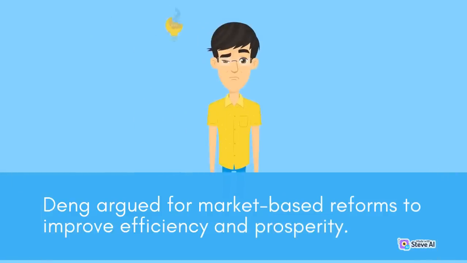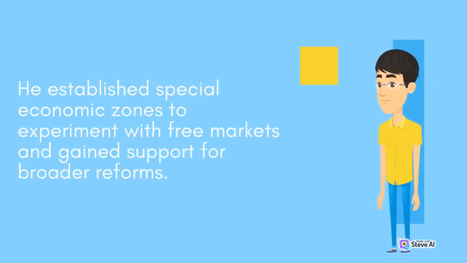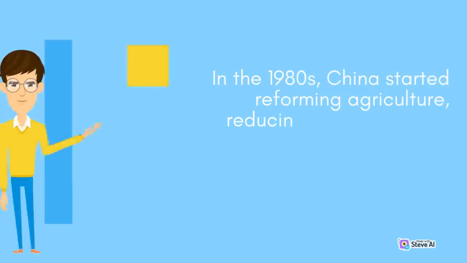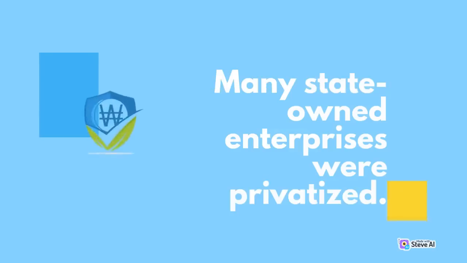Deng argued for market-based reforms to improve efficiency and prosperity. He established special economic zones to experiment with free markets and gain support for broader reforms. In the 1980s, China started reforming agriculture, reducing state control of industries, and opening up to foreign trade and investment. Many state-owned enterprises were privatized.